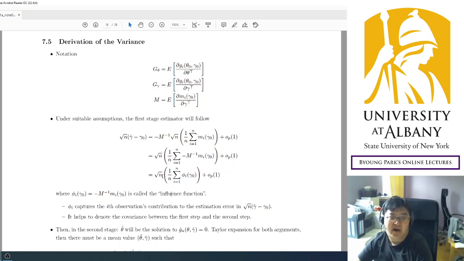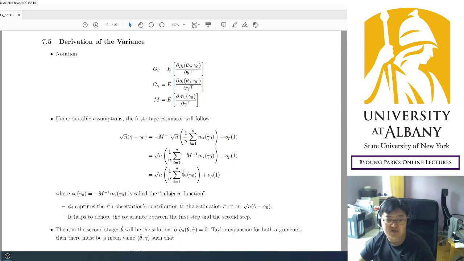So by simply applying the central limit theorem for this, we have the normality for this one. But now I'm not going to show you the final variance, because our goal is to show the asymptotic distribution of theta, not gamma itself. So I will just stop here, not applying the central limit theorem.